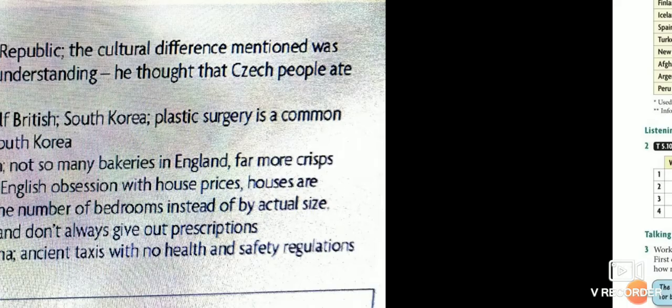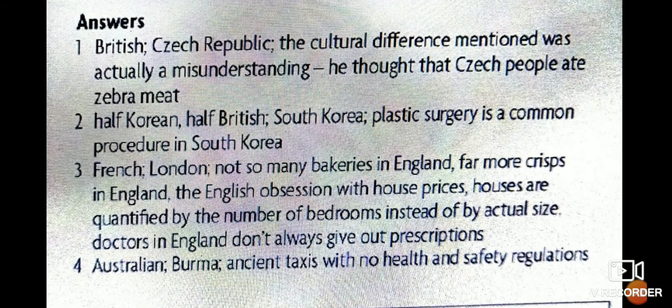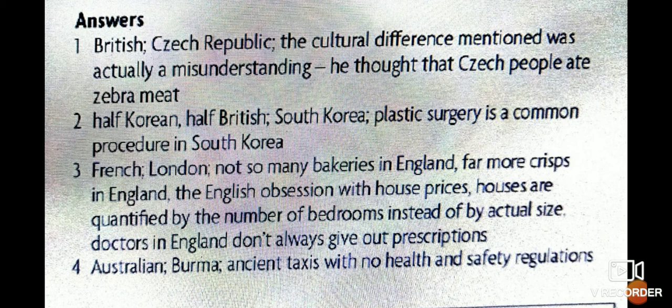Let's check the answers, everyone. So here are all the answers. Please look at it and complete it by yourself, okay? So number 1, British, Czech Republic. The cultural difference mentioned was actually a misunderstanding. He thought that Czech people ate zebra meat. Okay. And number 2, half Korean, half British, South Korean.